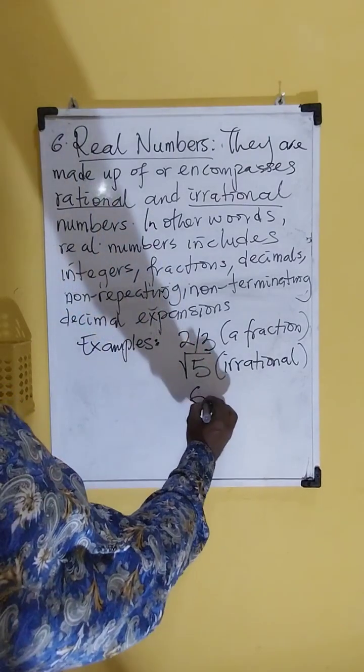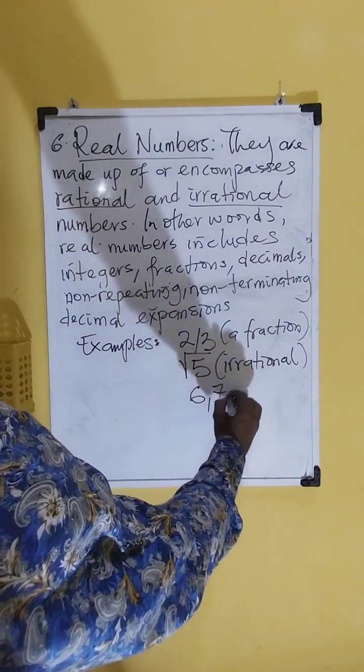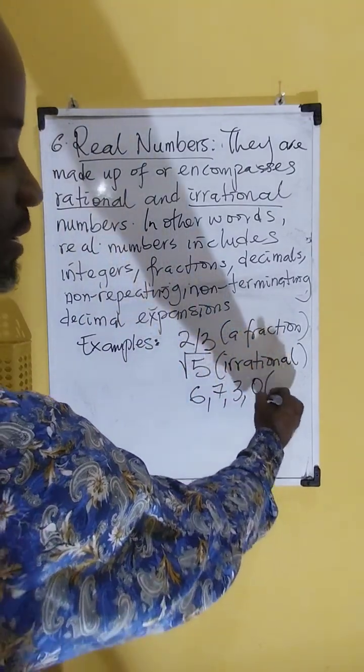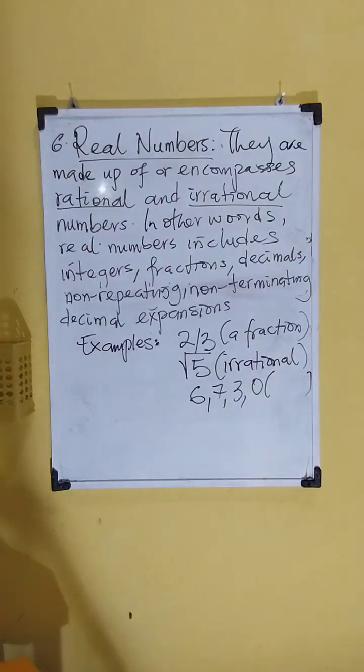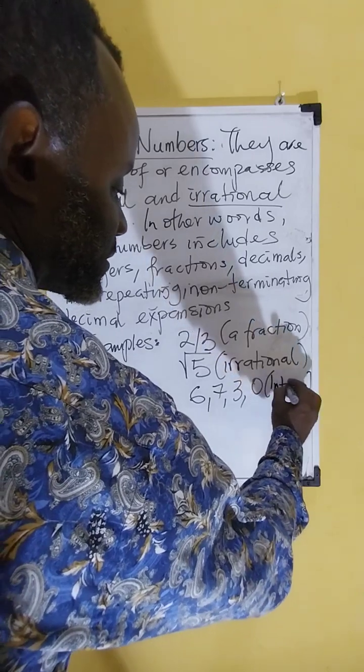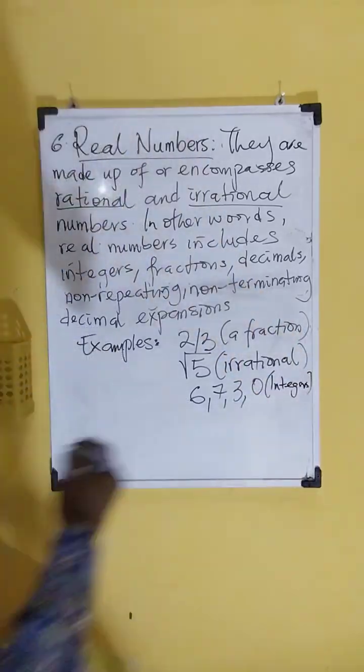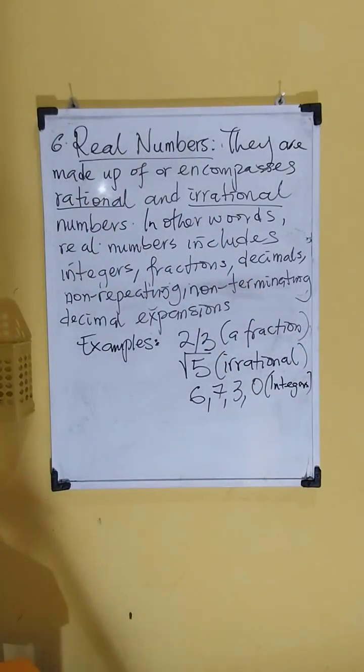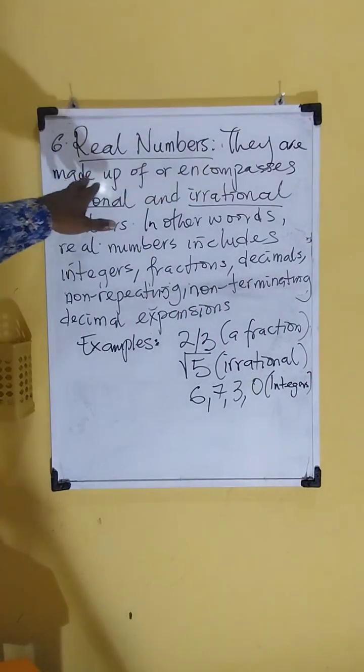So, for example, 6, 7, 3, 0. What are they? Integers. Okay, Ola, yes. Ola's hand is up. 6, 7, 3, 0. What are they? Integers. Excellent. All right, integers. You see that? So, look, real numbers, they encompass.